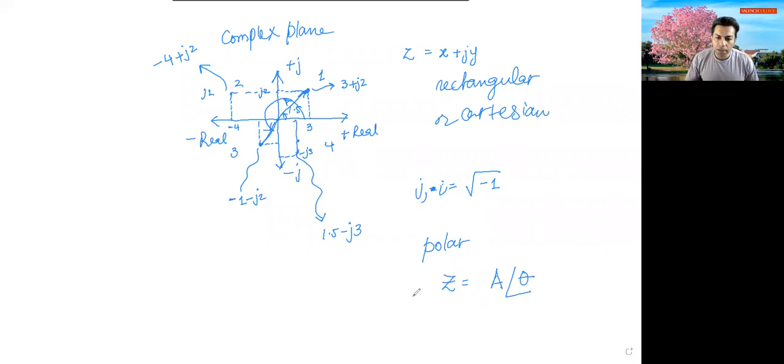So your point in the complex plane can be represented either by rectangular or Cartesian form, or polar form. So for example, if you have a number in rectangular form and you want to convert it into polar form, how do you do that? And vice versa, if you have it in polar form and you want to go into rectangular form, how do you do that? So let's look at that.